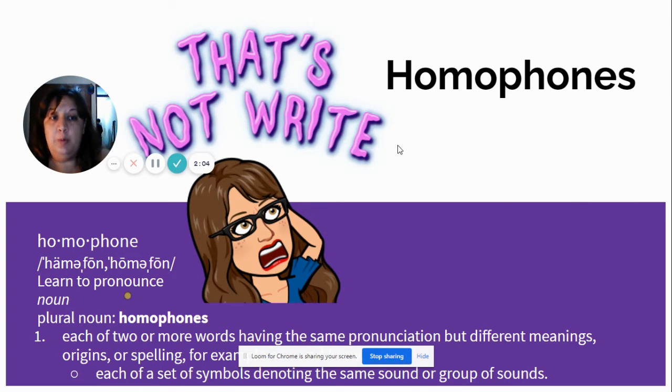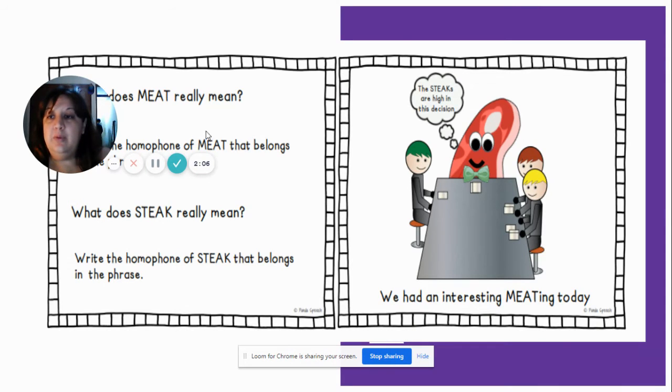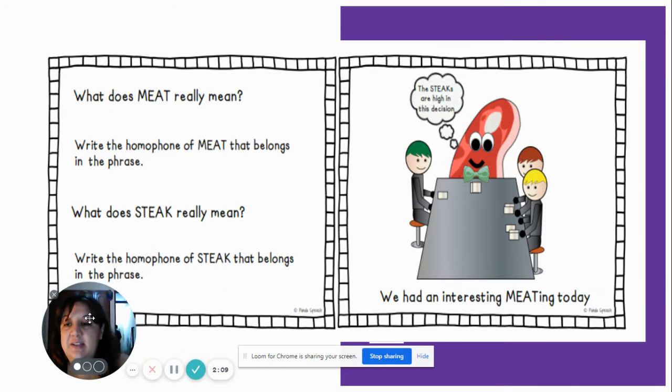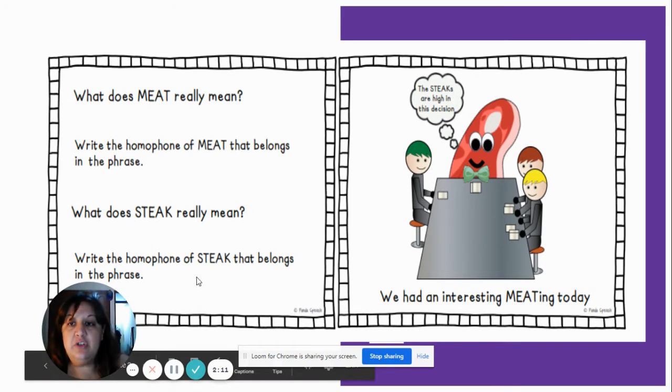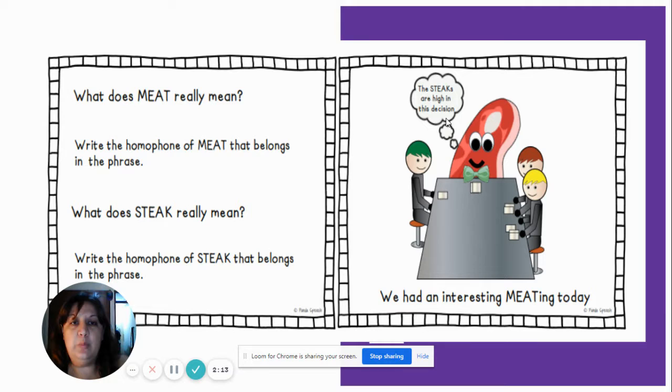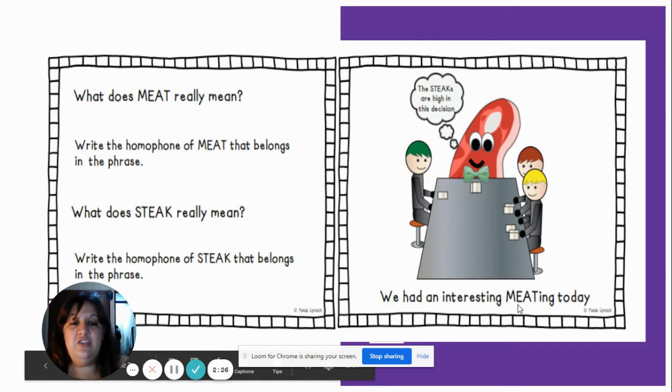Let's talk about homophones. All right, these are just kind of silly ones to get you thinking about what a homophone really is. So here we have a cartoon, and in the cartoon the steak is talking and he says, the stakes are high in this decision. And at the bottom it says, we had an interesting meat today. So let's think about that.